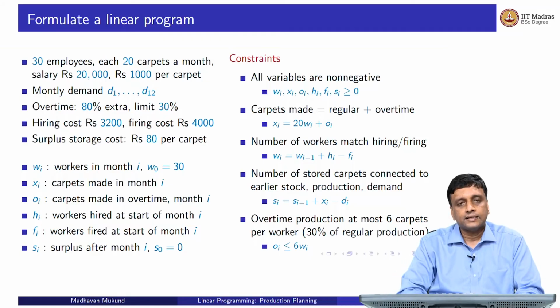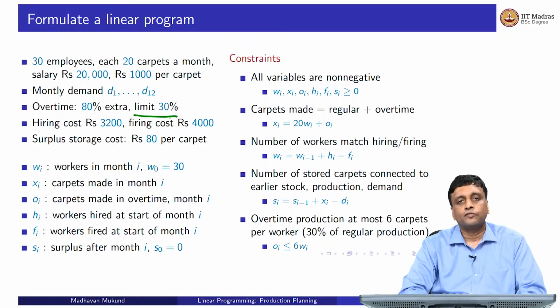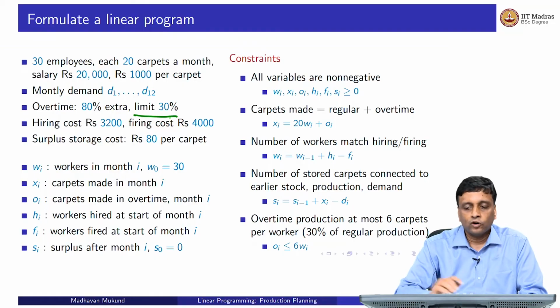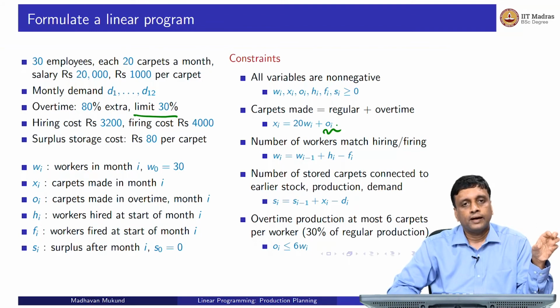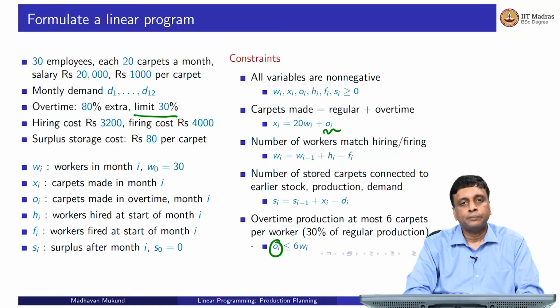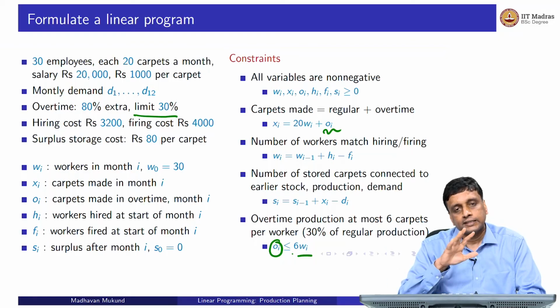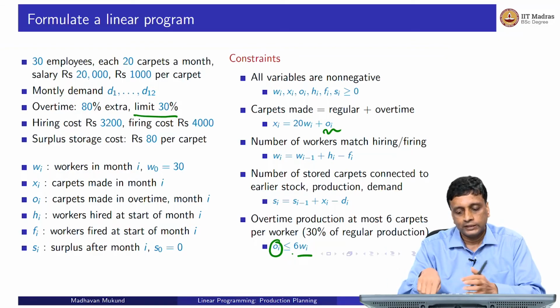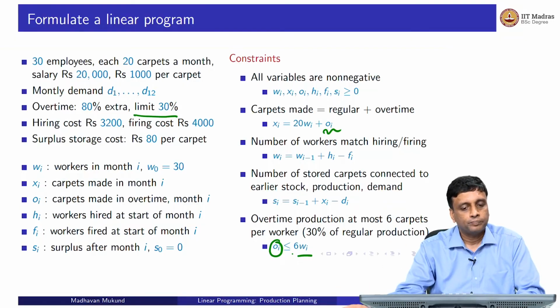And the final thing says that there is a constraint on this 30% limit in terms of production. So though we are not really keeping track of who is producing what, across all the workers, I know that each worker cannot produce more than 6 carpets. So therefore, the total number of carpets that are produced in overtime in a given month cannot be more than 6 times the number of workers who are employed in that month, right. So these are the constraints that I get in terms of these monthly variables. So these are all indexed by I. So all these things happen for I equal to 1, I equal to 2 and so on, right.